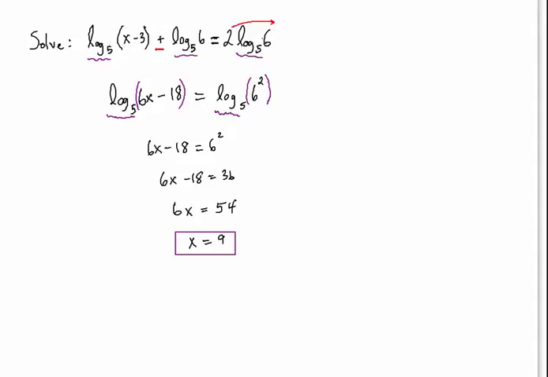And you can check this by substituting x back into the original problem. So if you check log base 5 of 9 minus 3 plus log base 5 of 6, this is the same as 2 log base 5 of 6. And this is pretty quick to check because right here you have log base 5 of 6 plus another log base 5 of 6. So 2 log base 5 of 6 is going to equal out here, so I know this is actually the correct answer.